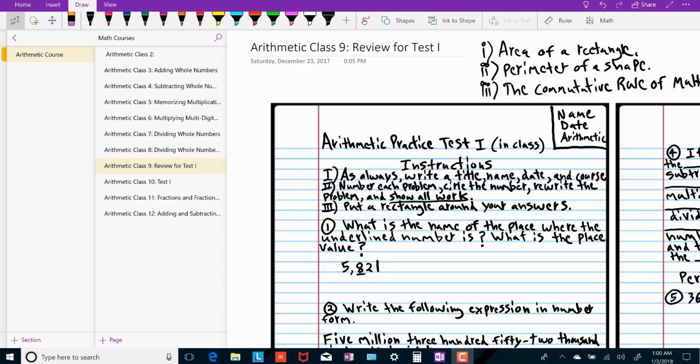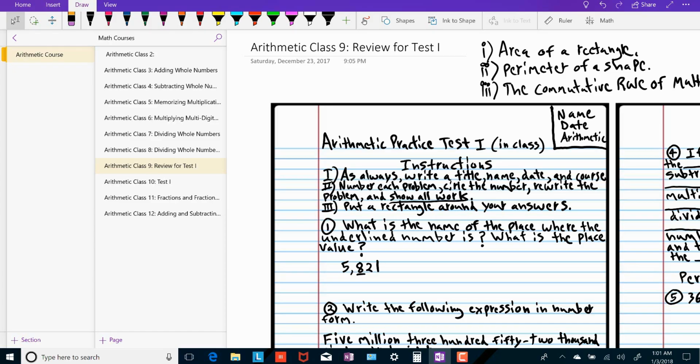What you want to do to prepare for the test is you want to go over everything that we learned. So far we've done, not including this class, 8 classes. The first class was just telling you about the course. The second class was learning place value and how to pronounce the numbers and write the numbers. The third class was adding whole numbers. Fourth class was subtracting whole numbers. Fifth class was memorizing multiplication facts, and so on and so forth. So you're going to need to know all that stuff.